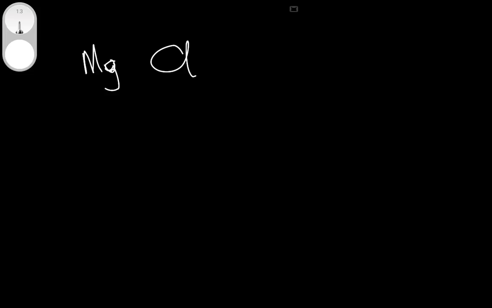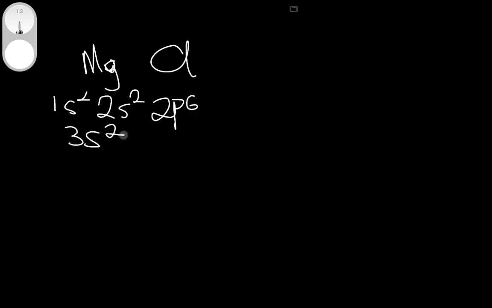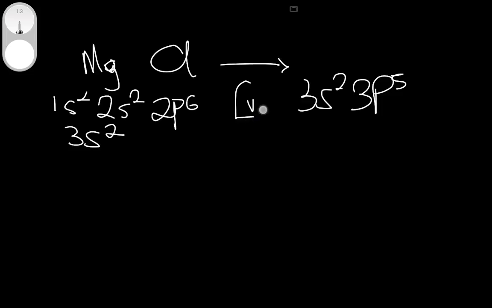Okay, magnesium has 1s2, 2s2, 2p6, and 3s2. While chlorine, like I mentioned before, has its outermost part as 3s2 and 3p5. That is almost the configuration of neon plus 3s2 and 3p5.